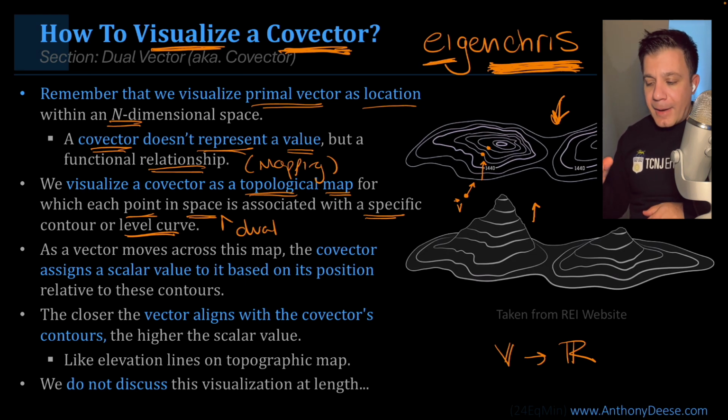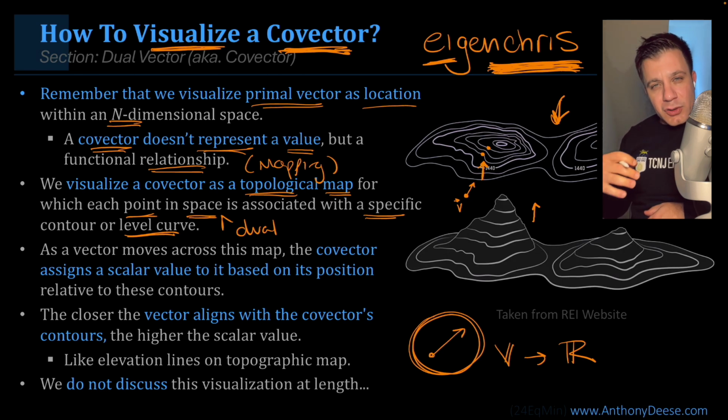So the main difference is, the primal vector represents the value. And so we can imagine or visualize it as some simple, pointed vector arrow in an n-dimensional space. Because the covector does not have this behavior, we need to represent it as some sort of functional, behavior that's applied to a primal vector. And we can represent that using this topological map where different levels represent different scaling values.